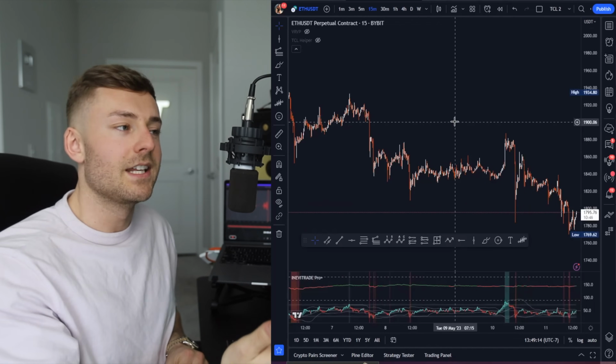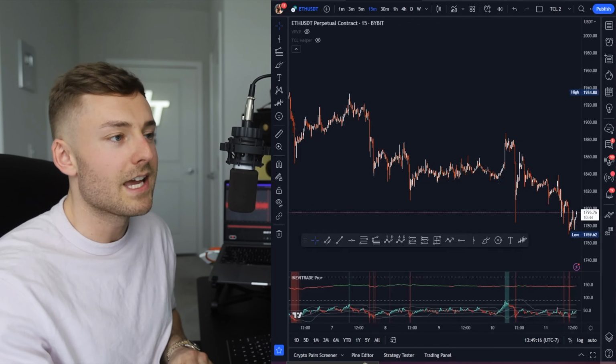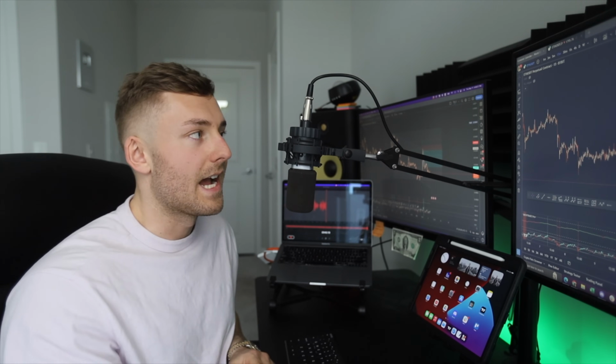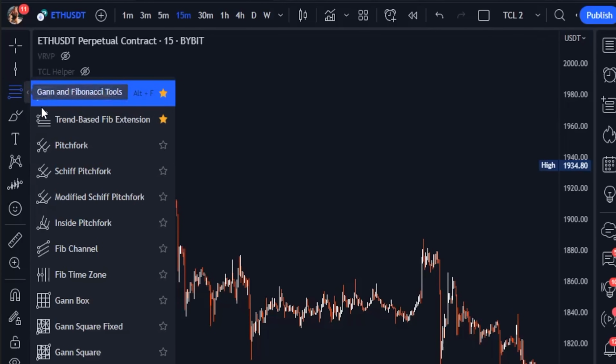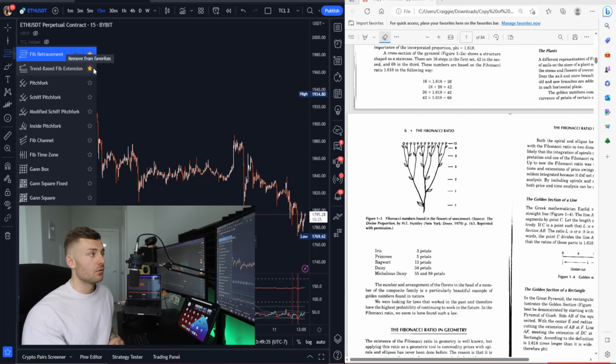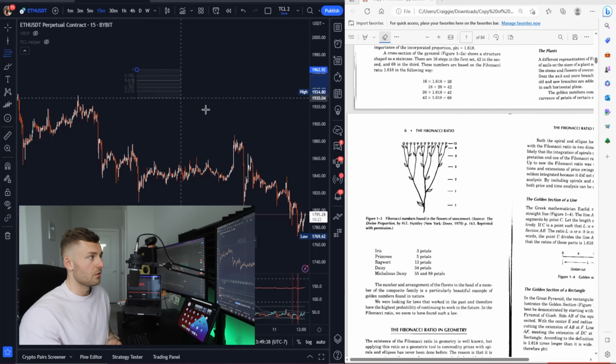Okay, but before we get into Fibonacci, I want to show you the indicator and then show you how and why it actually works. So if we go over into our toolbox over here, we can see Fibonacci retracement, and we have a trend-based fib extension. These are my two favorite trading tools possibly on the earth. So I'm going to show you how these sort of work.